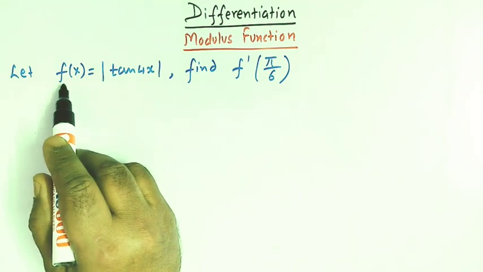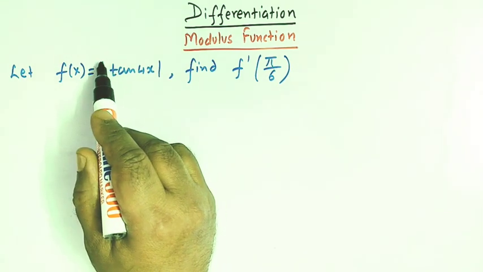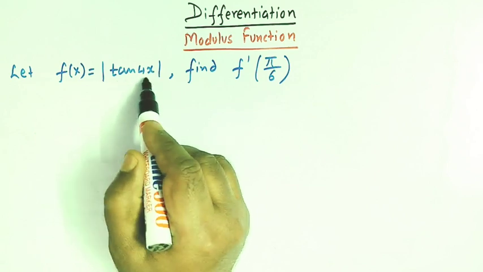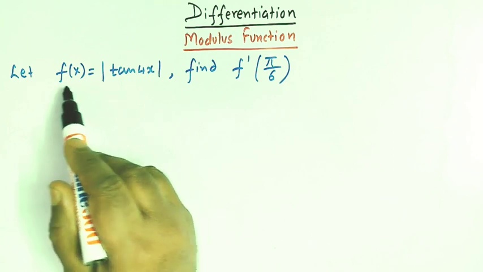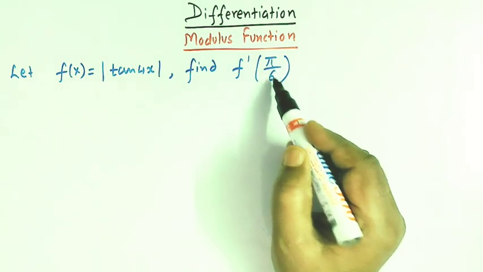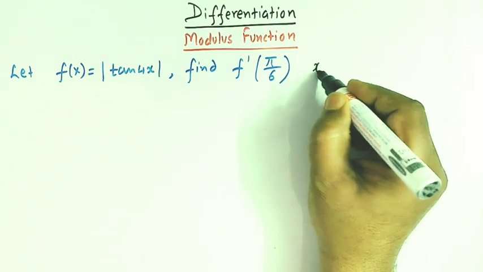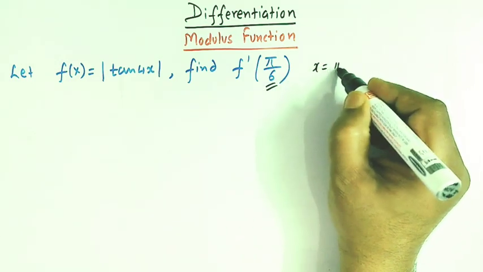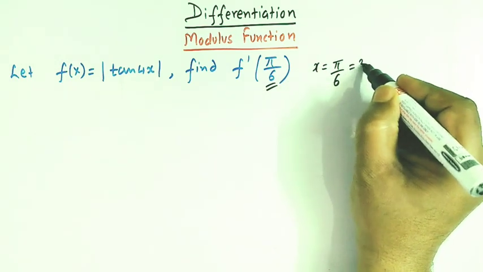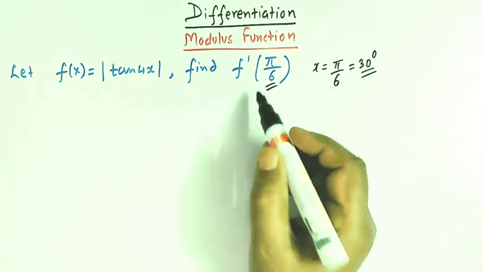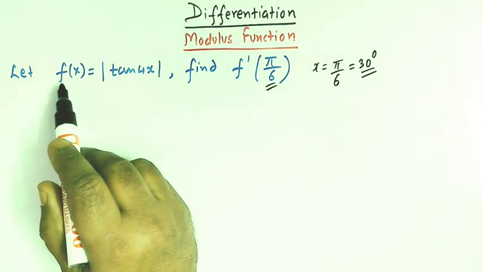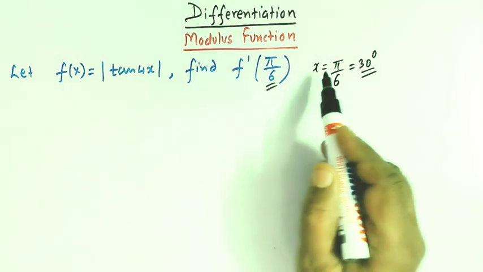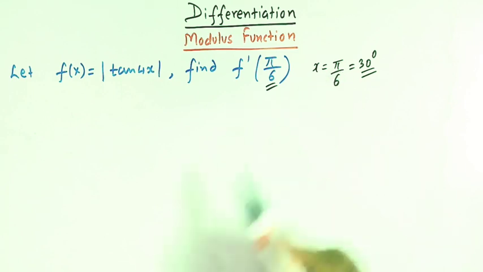So here we are given a function f of x which is equal to mod of tangent of 4x, and we have to find the value of the derivative of f of x at 30 degrees. So here x is pi by 6, which is equal to 30 degrees. So what we will do here, we'll first find out the derivative of f of x, and then we'll substitute x is equal to pi by 6.